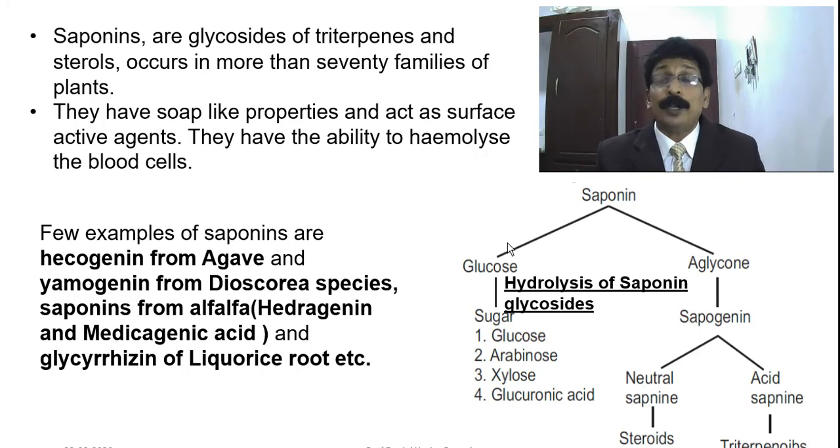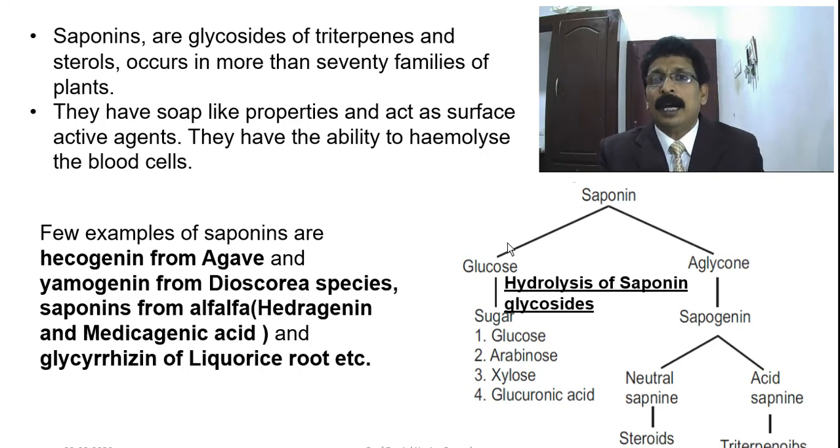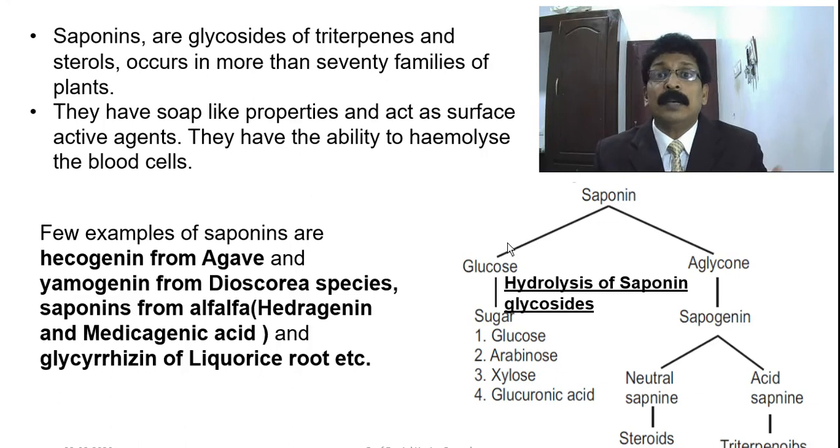Saponins: there are a few saponins from alfalfa, that is hederagenin and medicagenic acid, whose structures are also written there, and glycyrrhizin from licorice root, which is very commonly used as a drug in Ayurveda, Siddha and various traditional medicine. Licorice is not only a sweetening agent; it is called Adimaduram in Malayalam. It is very commonly used in Ayurveda, Siddha and various traditional medicine practices.